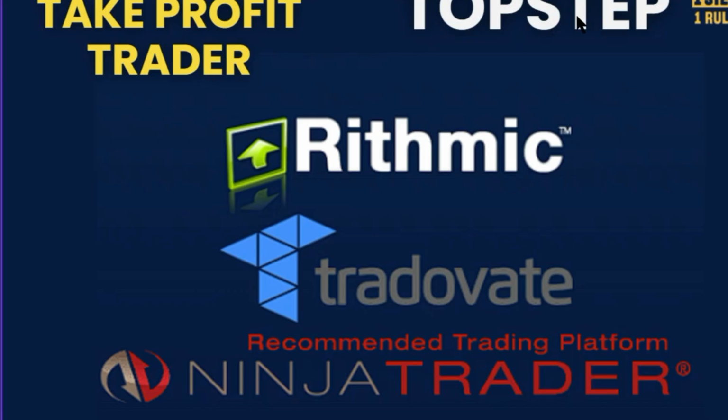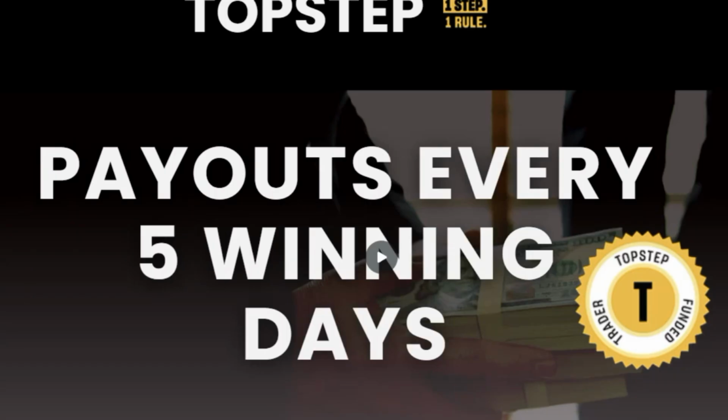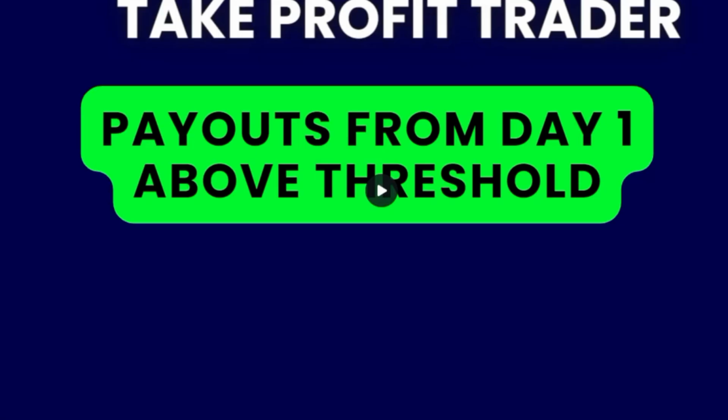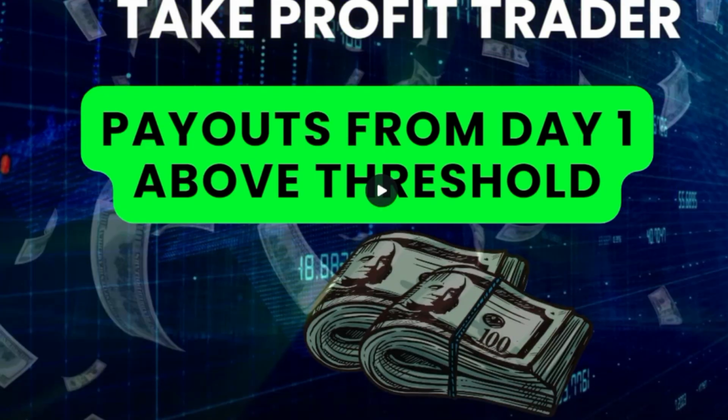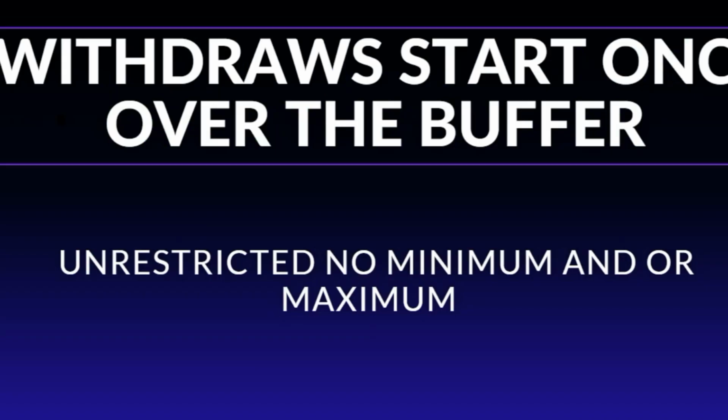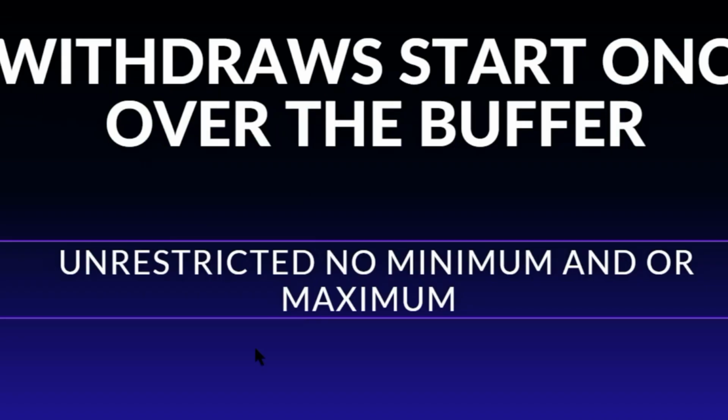So with Take Profit and TopStep, you can use the same platforms to trade. The best option is going to be Tradovate and TradingView. So TopStep, you get your payouts every 5 winning days. You can withdraw half your profits. Take Profit Trader is the best payout structure in the game. Payouts from day one, unrestricted. If you're to make $20,000 day one, you can. When I say unrestricted, it has to be over the buffer.